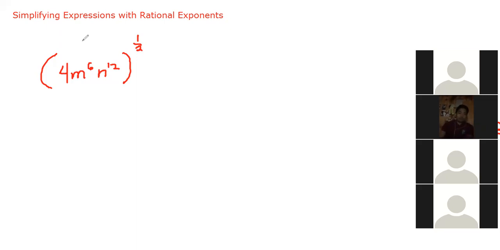Kapag gantong power of a product, lahat yan, pati si 4, lalagyan natin ng exponent na 1 half. Okay? So, kung i-equal natin siya, magkakaroon tayo ng 4 raised to 1 half, then times m raised to 6 times 1 half, then times ulit, n raised to 12 times 1 half.